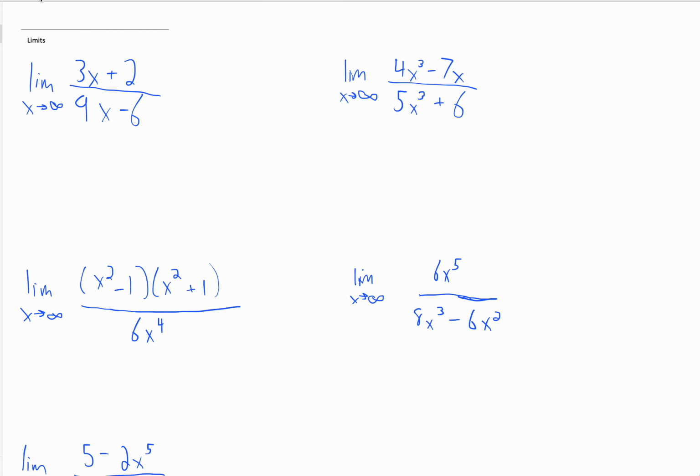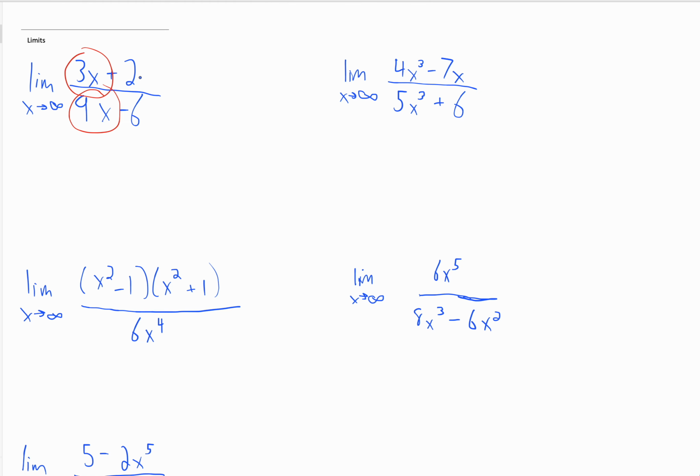Take a look at some basic limit questions as x approaches infinity, and try to remember some of the rules that are good to keep at the top of our mind. So in our first example here, I see the limit as x approaches infinity of (3x + 2) over (9x - 6). One thing we want to focus on is what's the highest power in my numerator and what's the highest power in my denominator.